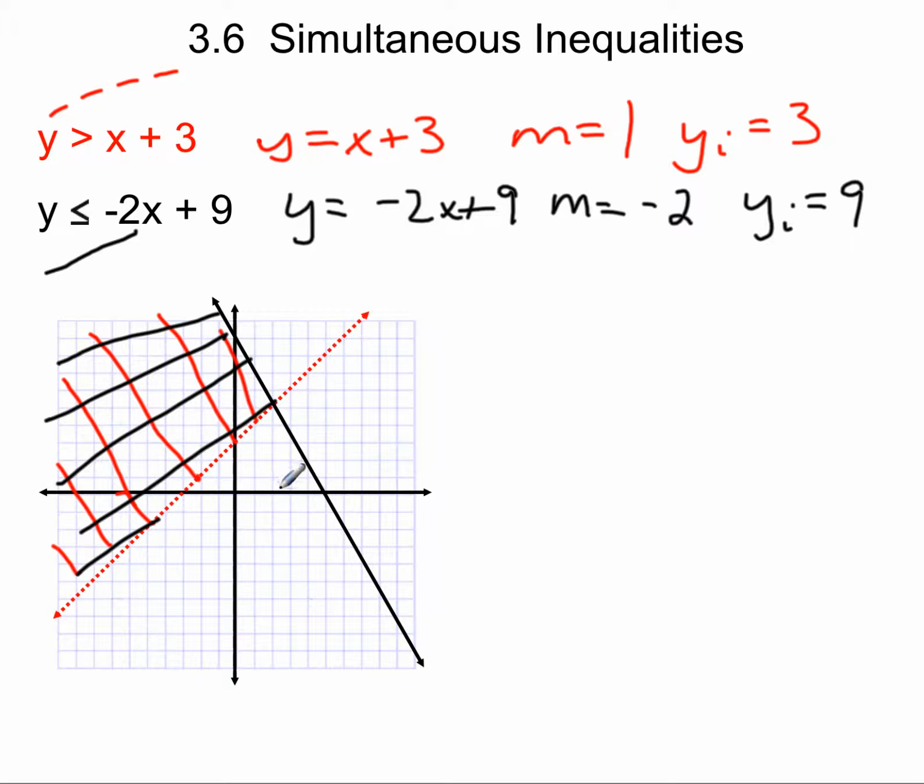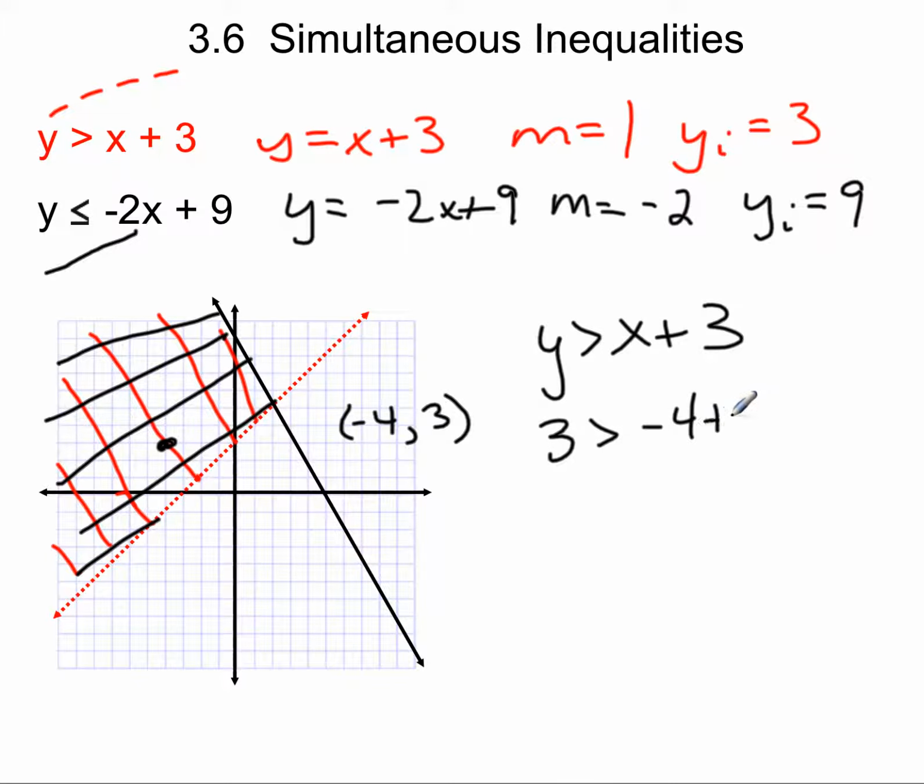Just to do a check step, I'm going to pull a point out of there. Let's pick this point right here. That happens to be negative 4, comma 3. I can pick anything out of that region. Now let's test it in both our inequalities. I have y is greater than x plus 3. My y value, 3, is greater than negative 4 plus 3.